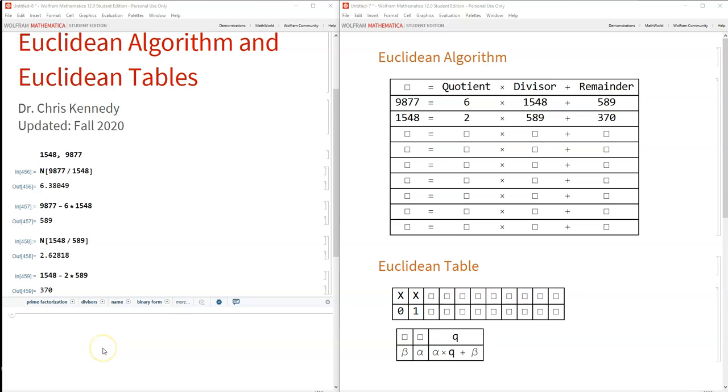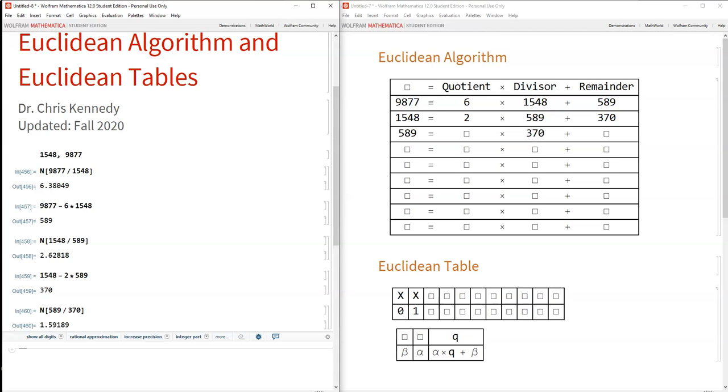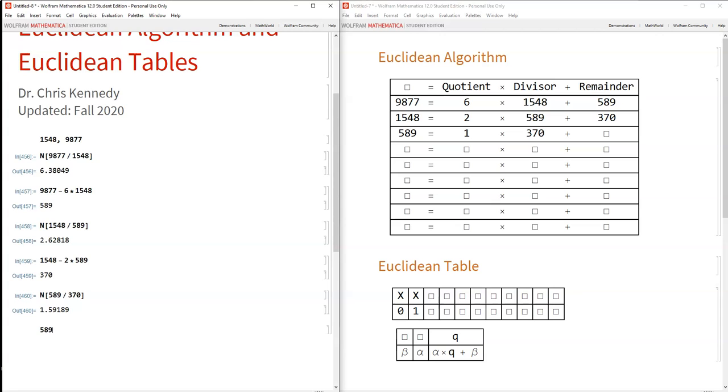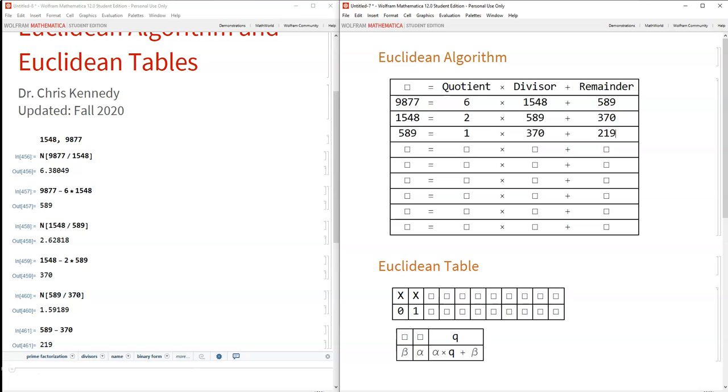And that's the whole part of the algorithm. I just keep doing this. Now I'm going to take 589 and divide it by 370. So I take N of 589 divided by 370. That gets me a quotient of 1. And then I subtract off, and I get my remainder of 219. We just keep doing this over and over. I'm going to divide remainder into remainder again.